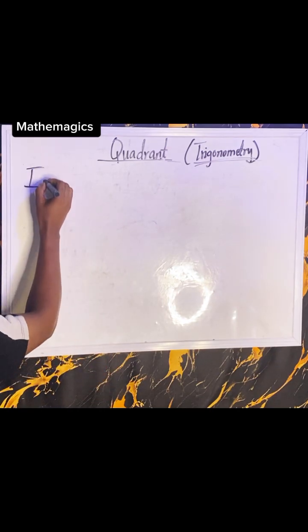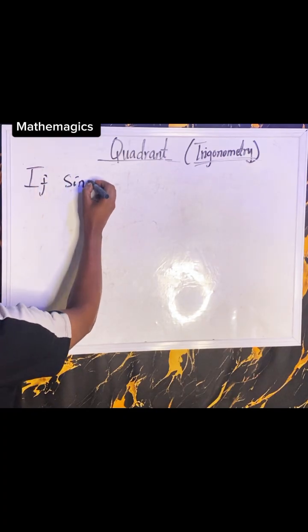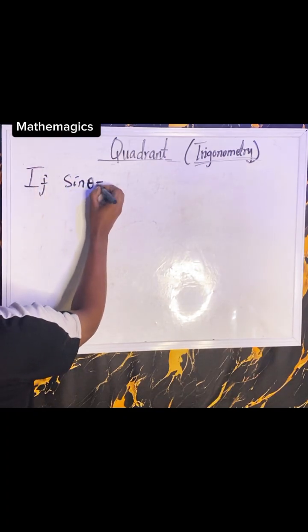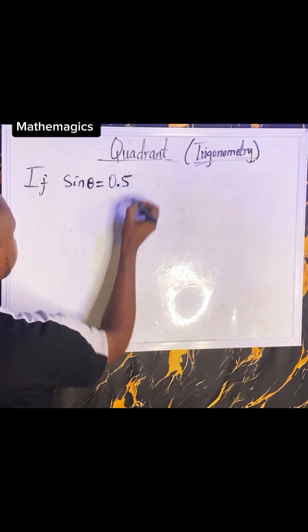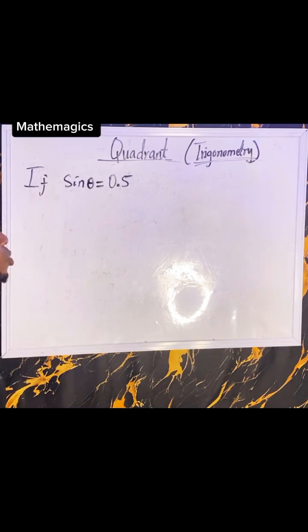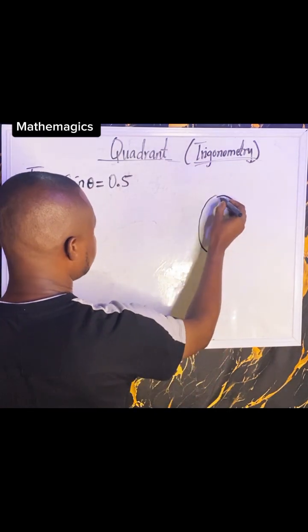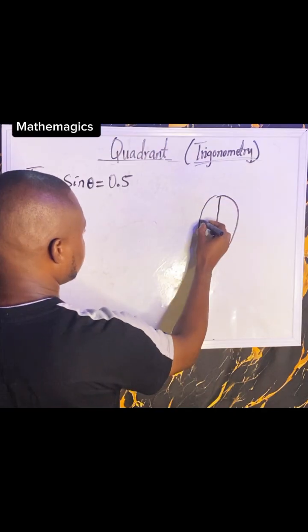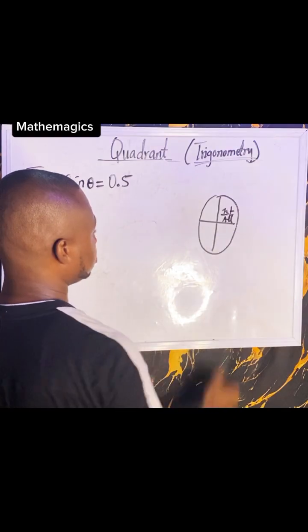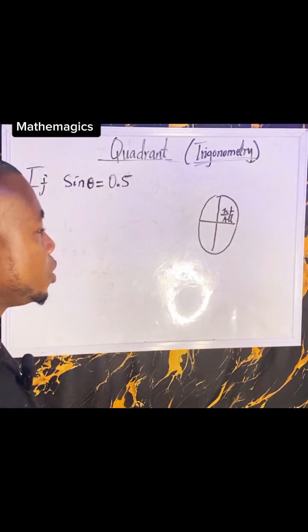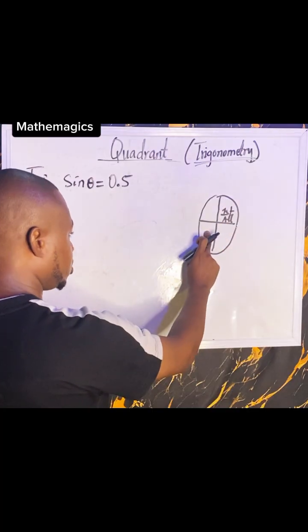If sine theta is equal to 0.5. Take note, in our quadrant, we did not only take note of the first quadrant, which shows all trigonometric functions to be positive. We also consider the second quadrant, that of the third and fourth.